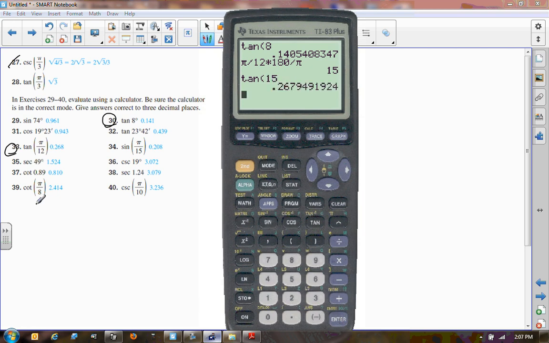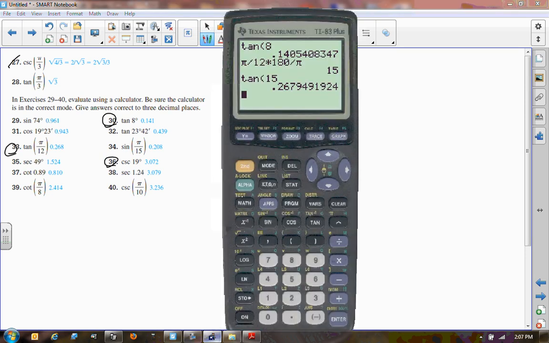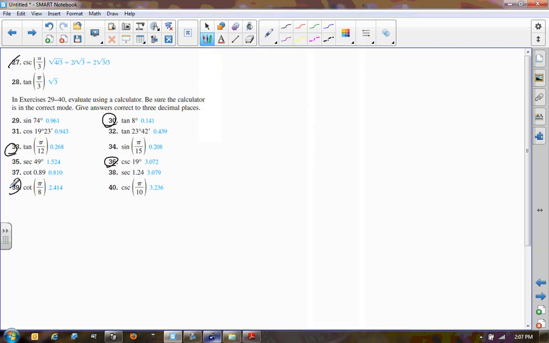0.26. Every third one. Cosecant of 19. I don't have a cosecant key, but remember, that's the opposite of sine. So 1 over sine of 19, because I don't have a cosecant key. Last one.